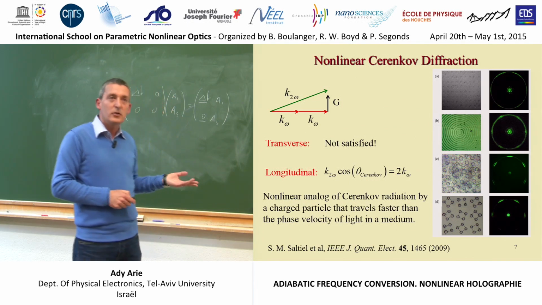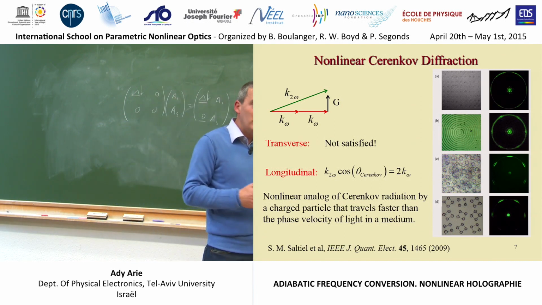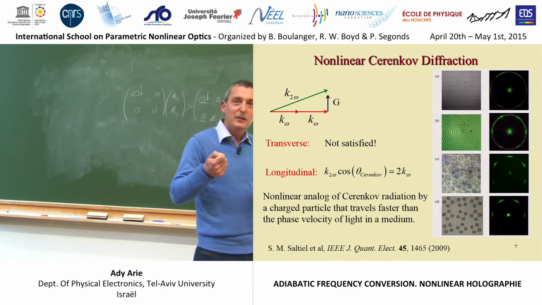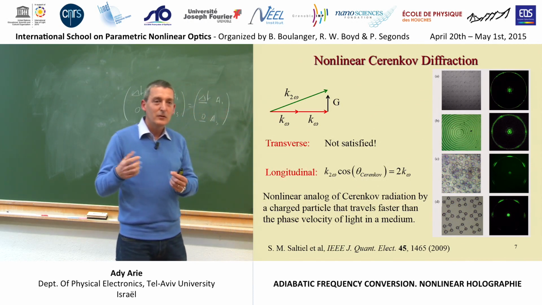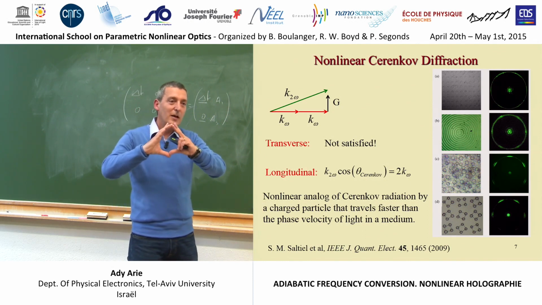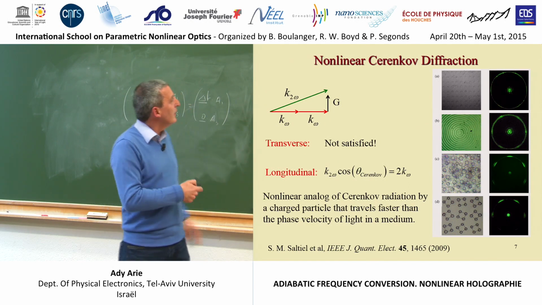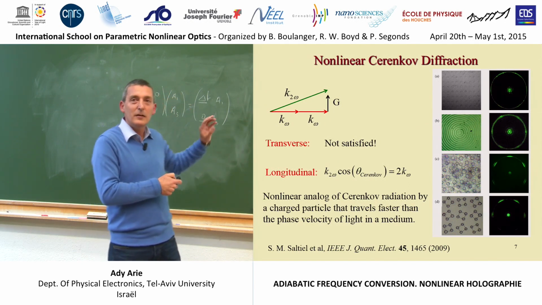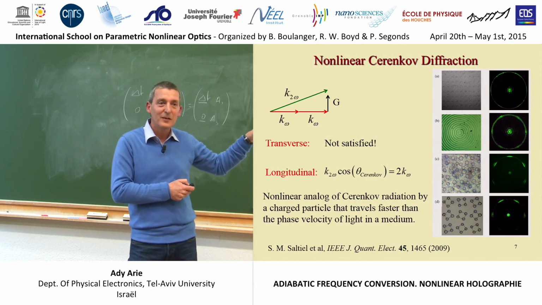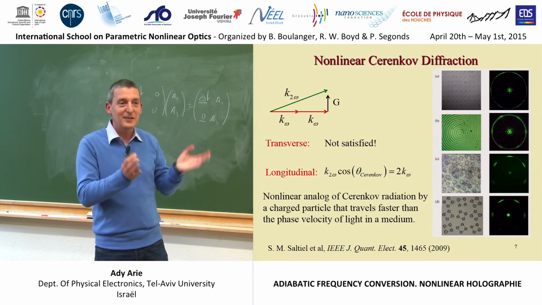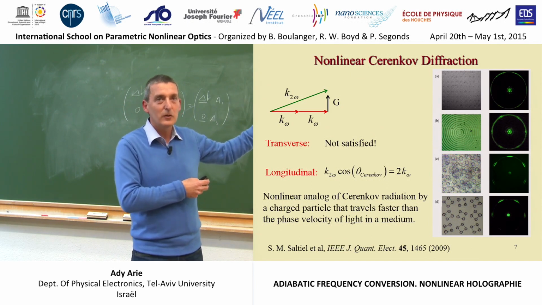Now, why is it Cherenkov? Cherenkov radiation is radiation that happens when we send a particle that moves faster than the velocity of light in the material. Then you get a cone of light, which is the Cherenkov angle. Here it's the same thing. The omega, which generates the nonlinear polarization, moves faster than 2 omega. Therefore we get an optical shock wave. This is why it's called Cherenkov radiation.